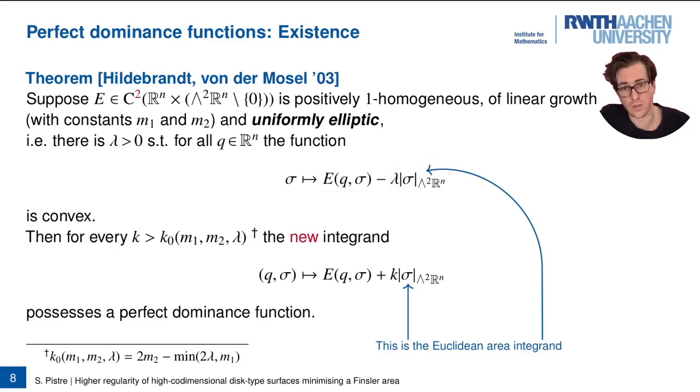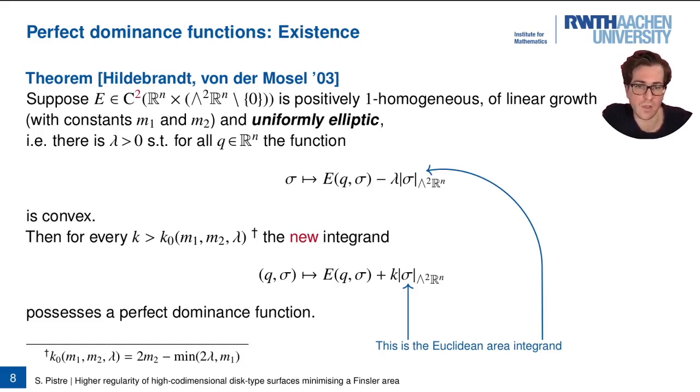So on the previous slide it was the dominance function minus the Dirichlet energy, and here it is the Cartan integrand minus the area integrand. That should be convex. And if that's the case, then there is a smallest number such that for all larger numbers we can create a new integrand which possesses a perfect dominance function, and this new integrand is the old integrand plus a multiple of the area integrand. Okay, so that's what you can do.